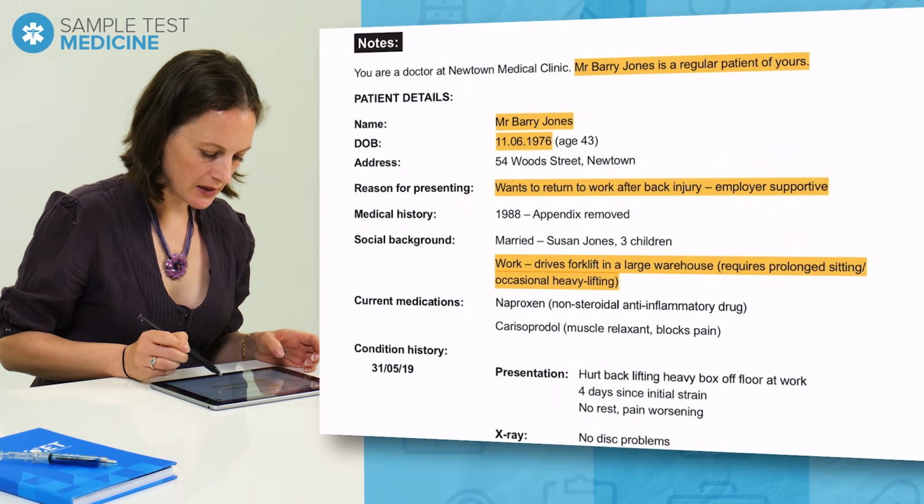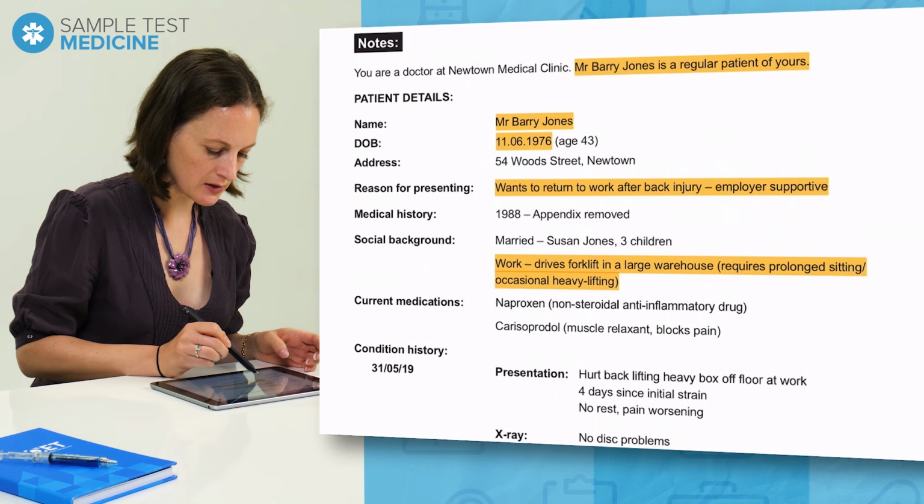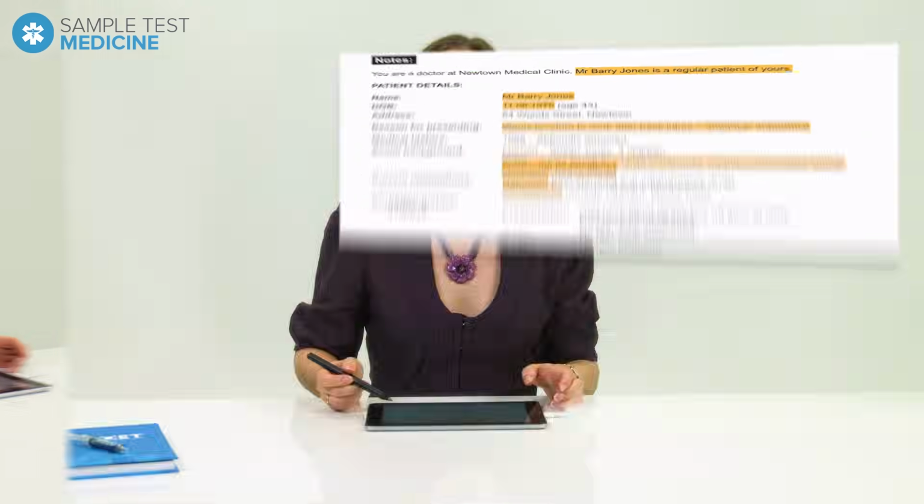Both of the current medications are for pain relief. Because the occupational therapist is not going to be involved in monitoring these medications, perhaps just the name is going to be important to mention. Now we come on to the history of the condition.